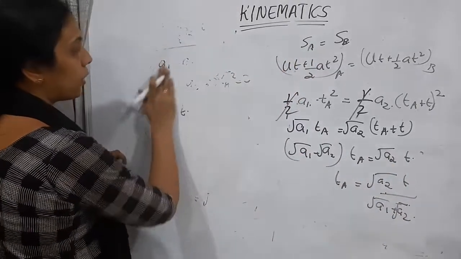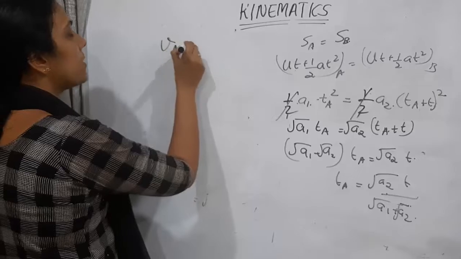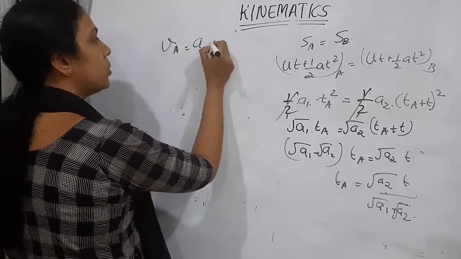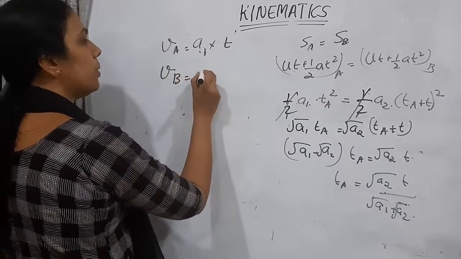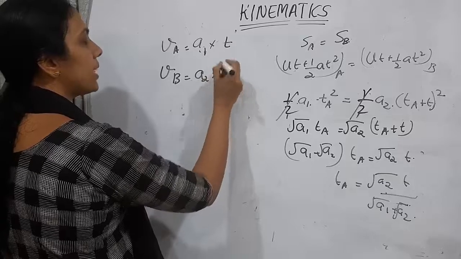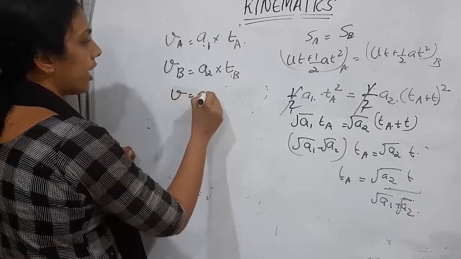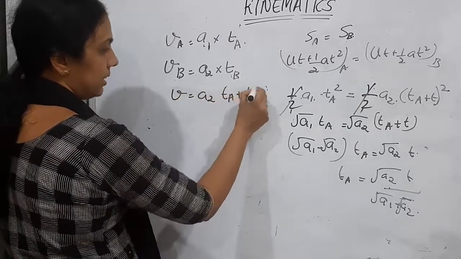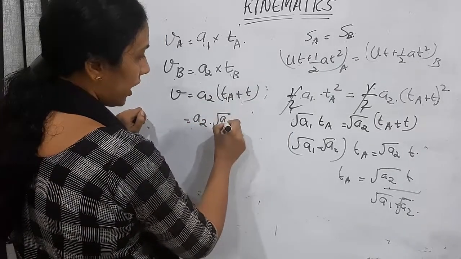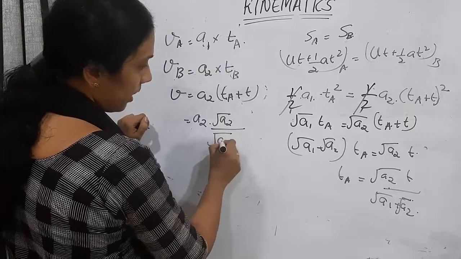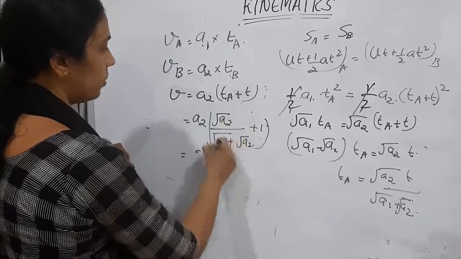Now we need to find an equation for V. How can we find the velocity? The velocity of A is equal to the acceleration of A, which is A1, into TA. The velocity of B is equal to A2 into the time taken by B, which is TA plus T. So V equals A2 into (TA plus T). Therefore A2 into, what is TA? Root of A2 into T divided by (root A1 plus root A2), plus 1, into T.